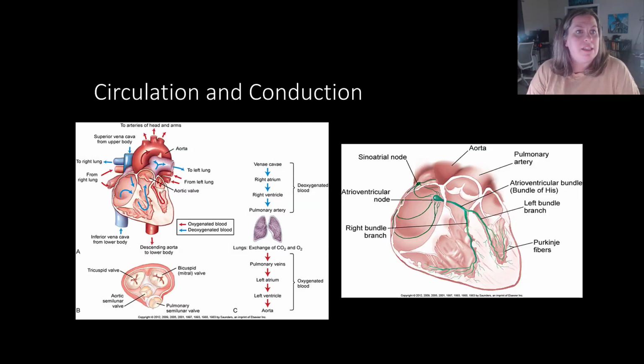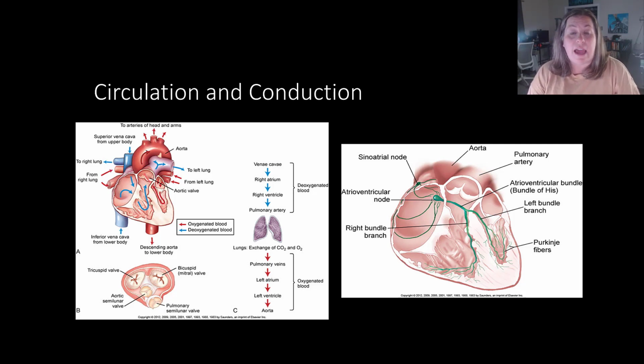So a little more anatomy, let's talk a little bit about circulation and conduction. So this first picture over here is going to focus more on the circulation. It gives you a cross section of the heart. So they've cut through it. You can actually see inside of the heart and look at the different chambers. So starting with the vena cava, the blood goes into the vena cava.